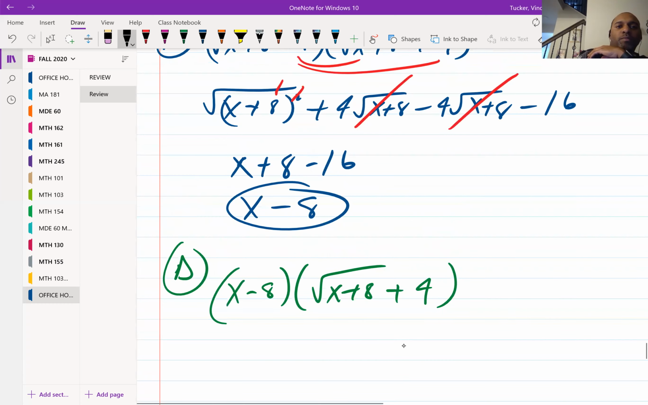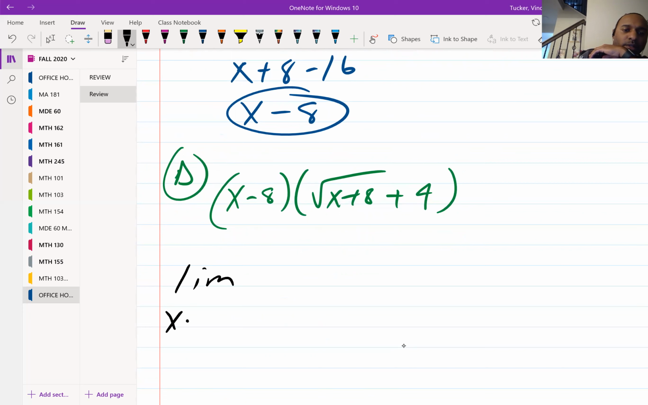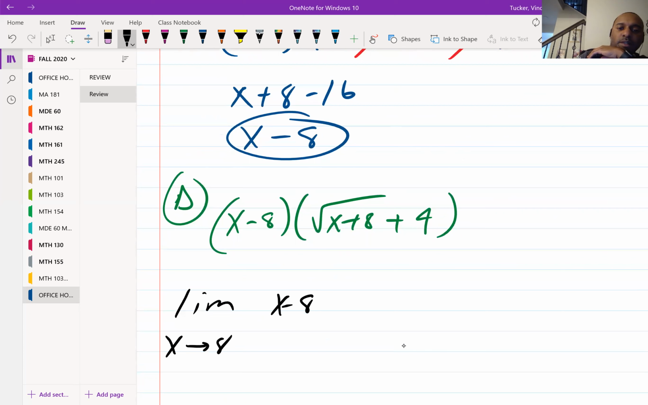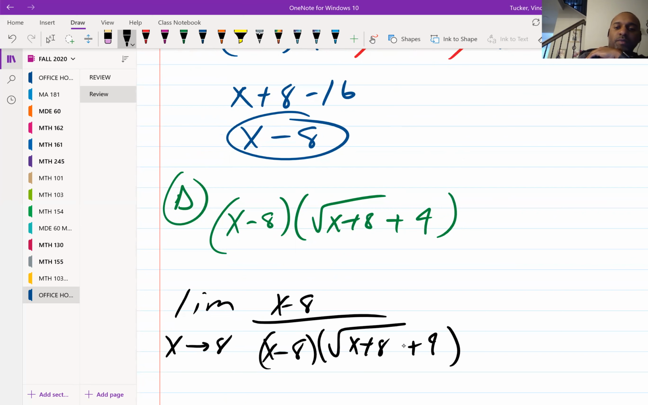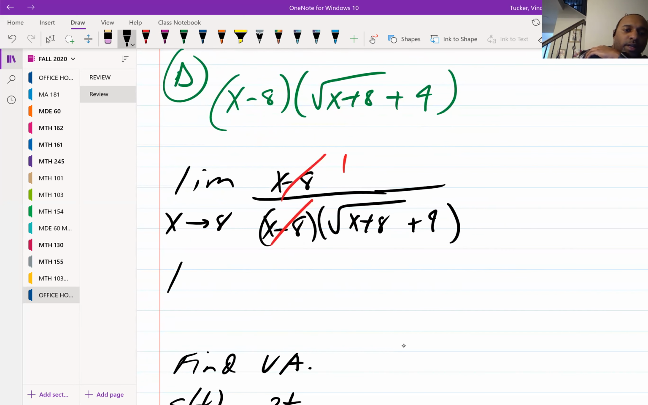So let's go back to our problem with our new numerator and new denominator. We have the limit as x goes to 8. Numerator is x minus 8. And I should have seen this before I did that formula. And we have x minus 8 times square root of x plus 8 plus 4 as our denominator. X minus 8 cancels, leaving you 1 in the numerator. Now we have the limit as x goes to 8 of 1 over the square root of x plus 8 plus 4.